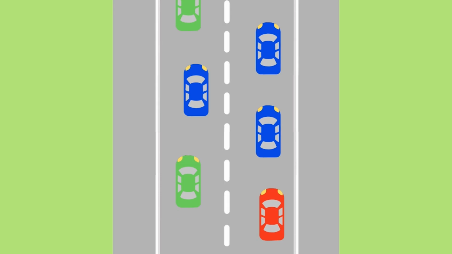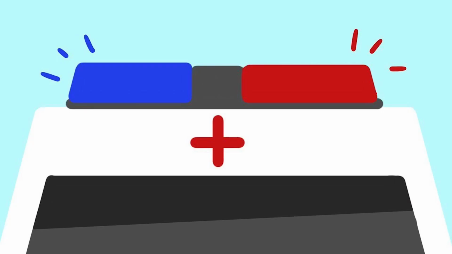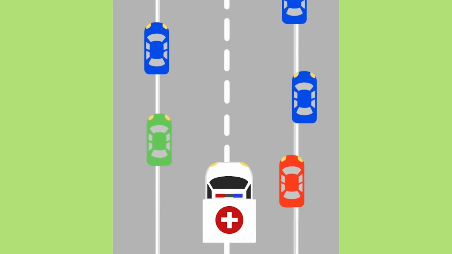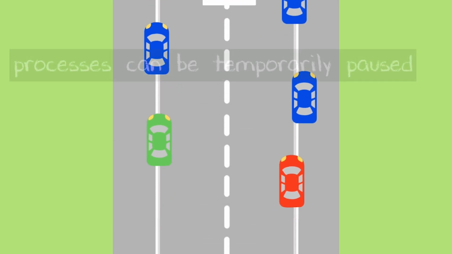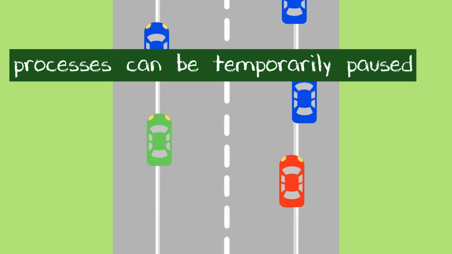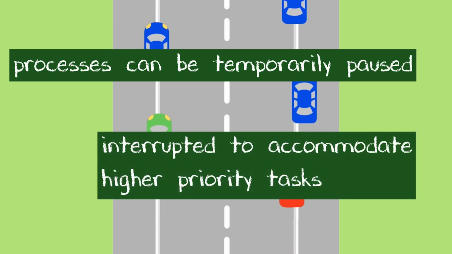However, there are also times when an ambulance is given priority to move first. In such cases, vehicles on the road will yield and make way for the ambulance, just as processes can be temporarily paused or interrupted to accommodate higher priority tasks.